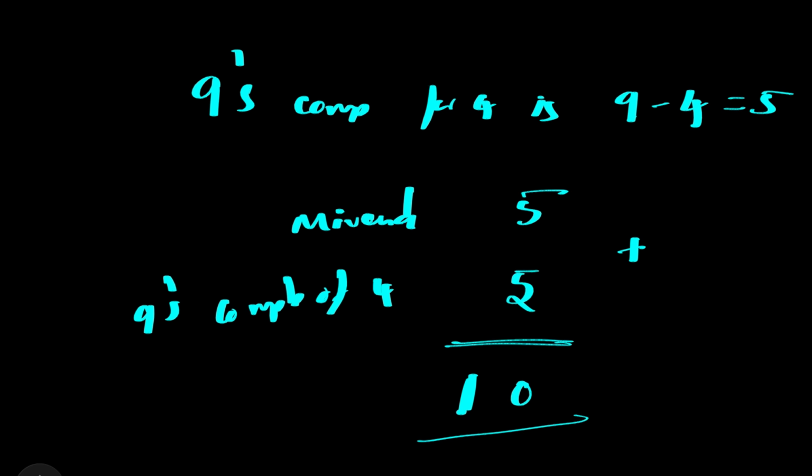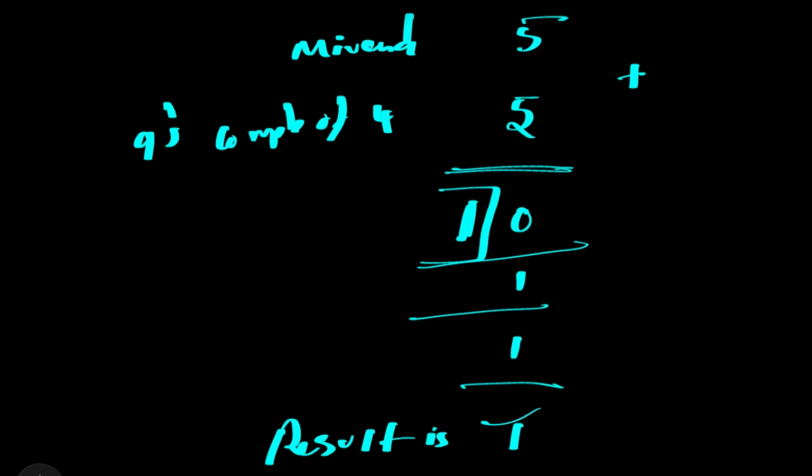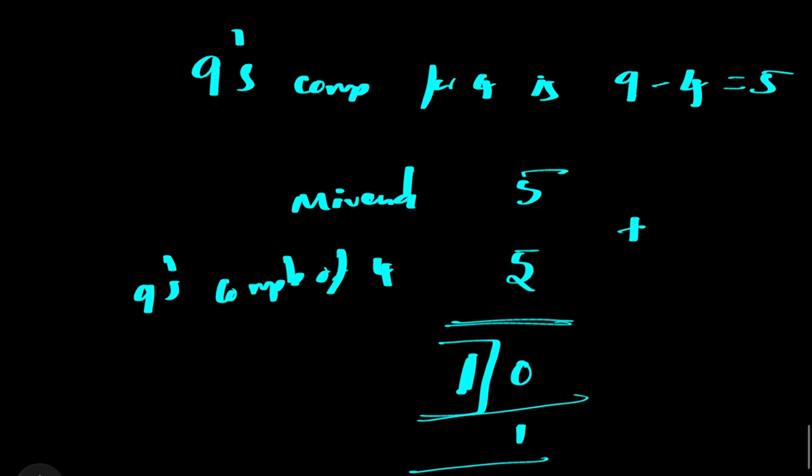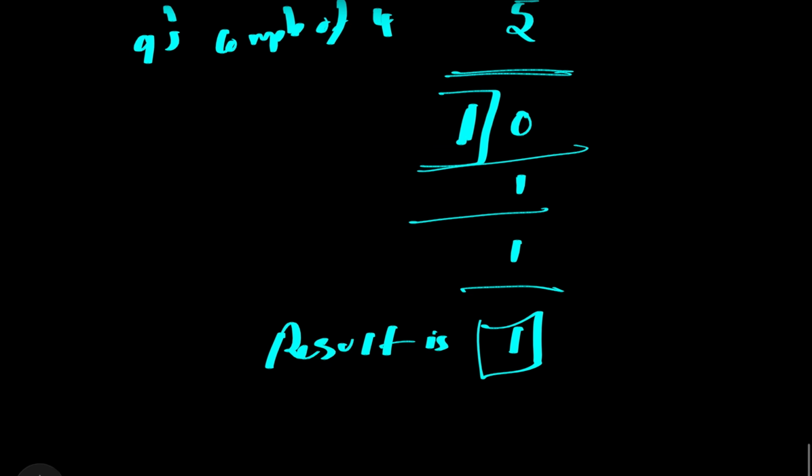Now the question arises: we did get the carry in the 9's complement. If we got the carry, then remember, same as 1's complement, what we have to do is an end around carry addition. So this carry will be added to the result. It became a 1. So the result is 1. So what is our actual sum? It's 5 minus 4, so we got the result as 1.